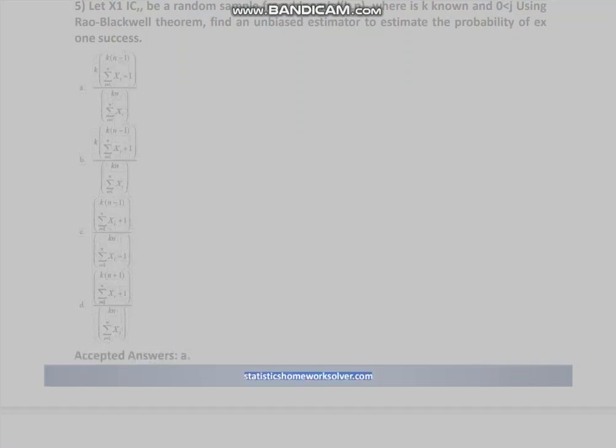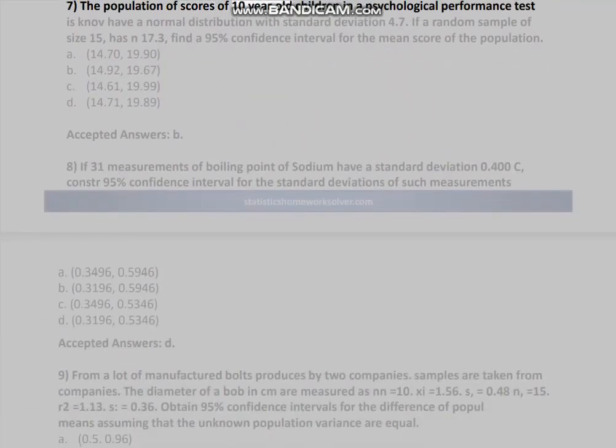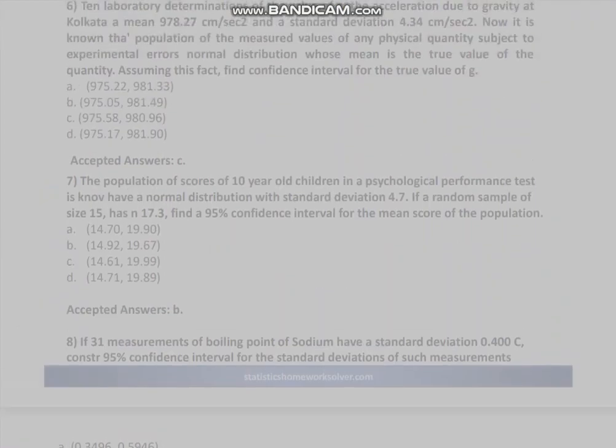6. Ten laboratory determinations of the value of g, the acceleration due to gravity at Kolkata, give a mean of 978.27 cm/sec² and a standard deviation of 4.34 cm/sec². Now it is known that the population of the measured values of any physical quantity subject to experimental errors is normally distributed, whose mean is the true value of the quantity. Assuming this fact, find a confidence interval for the true value of g.